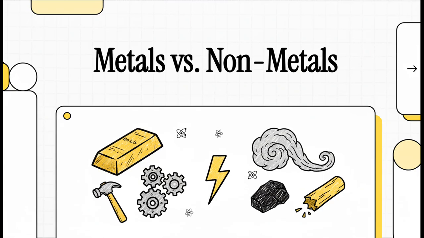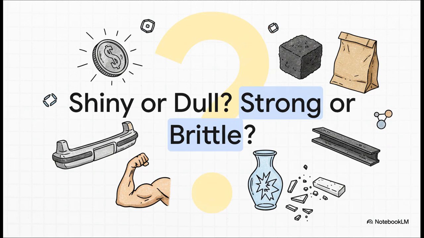All right, let's get right into it. Today we're tackling one of the biggest, most fundamental divides in all of chemistry: metals versus nonmetals, the ultimate showdown. Seriously, just look around you right now. Everything you can see, everything you can touch, pretty much all of it can be sorted into one of these two giant categories. So what's the deal? What are the fundamental rules that make something a metal and something else, well, a nonmetal?